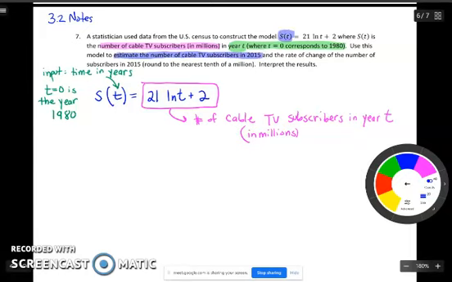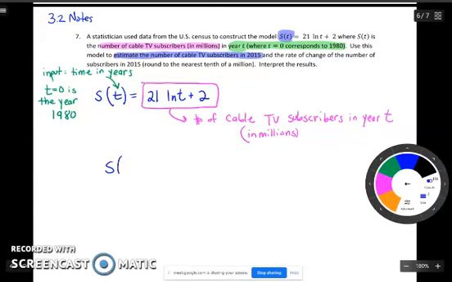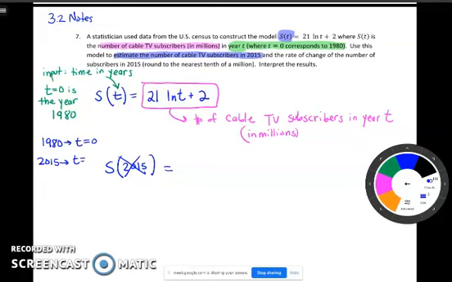Well, S of t gives us the number of subscribers. So this is just asking us to find S of what? Am I going to plug in the year 2015? No. I'm going to come back and use the idea that 1980 was year 0. So how many years later is the year 2015? What would t be in this case? Well, 2015 is 35 years after 1980. So we're actually going to input t equals 35 into this function, not 2015.